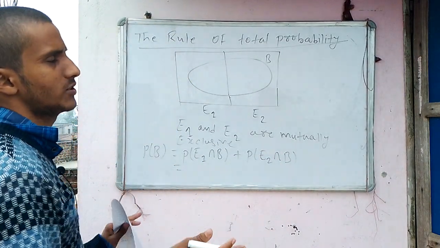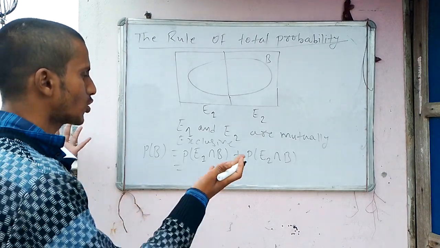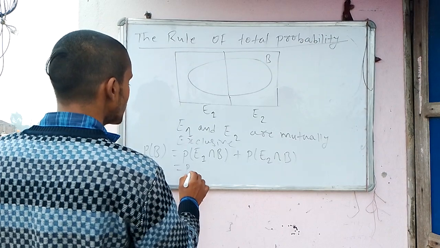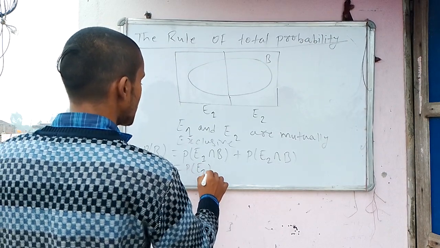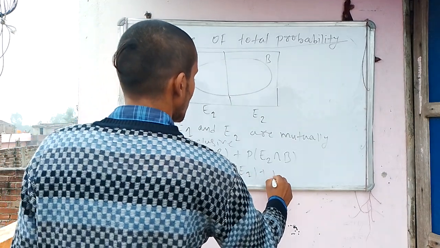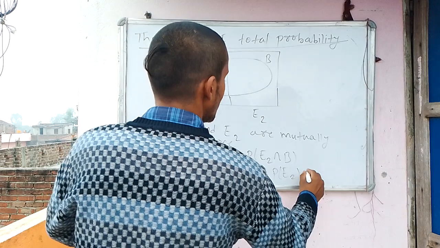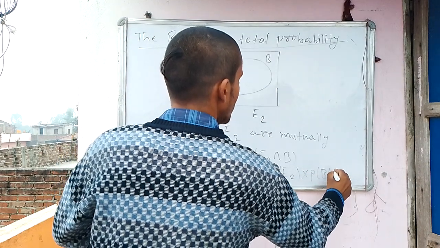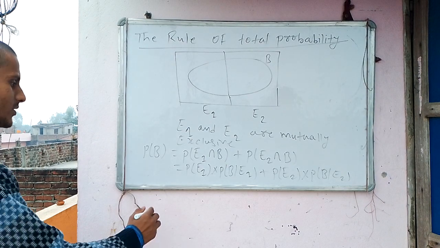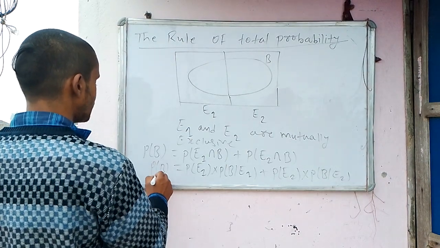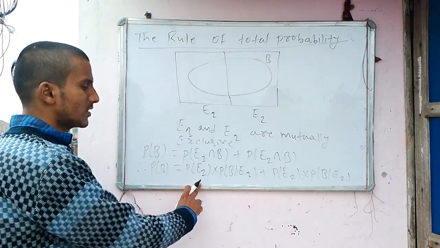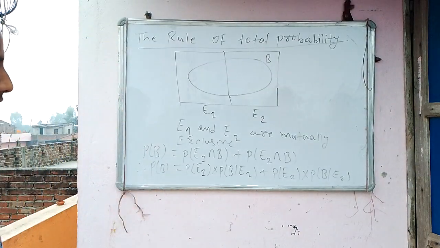It should make sense because I have taught all of this in the previous video. We can extend this further as probability of E1 times probability of B given E1, plus probability of E2 times probability of B given E2. Do you remember that now? You can remember this pretty vividly: probability of B is probability of E1 times the conditional probability of B given E1.